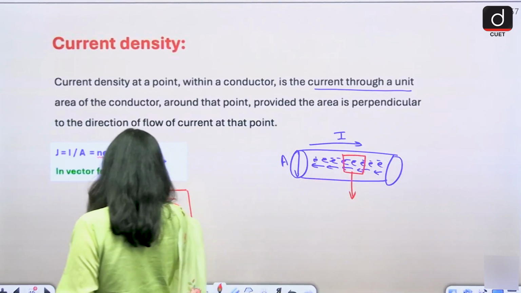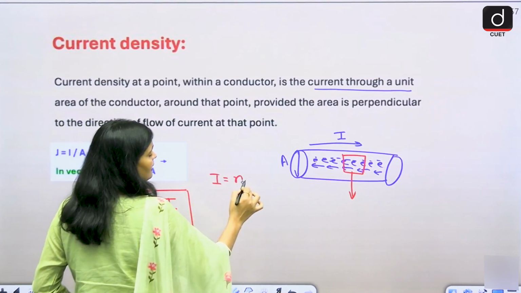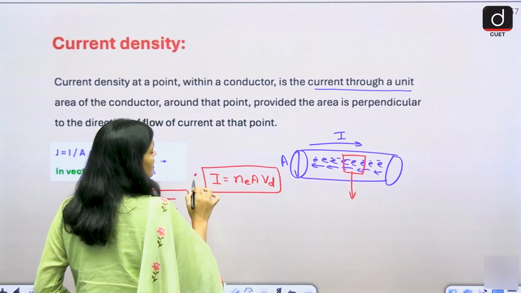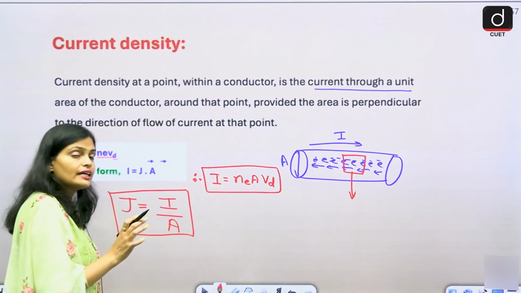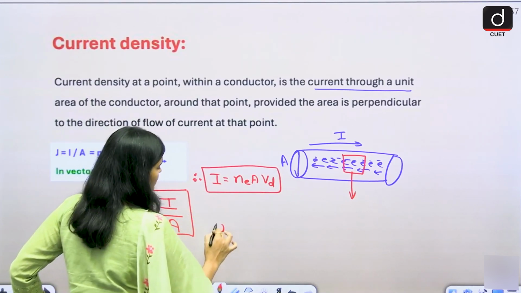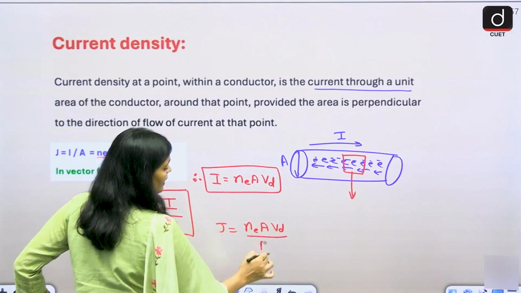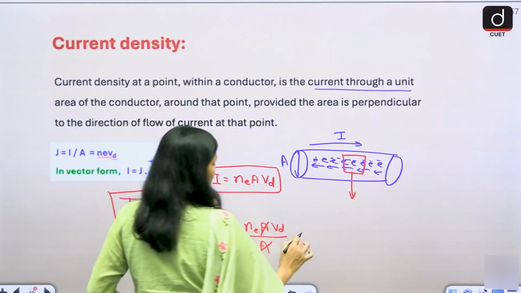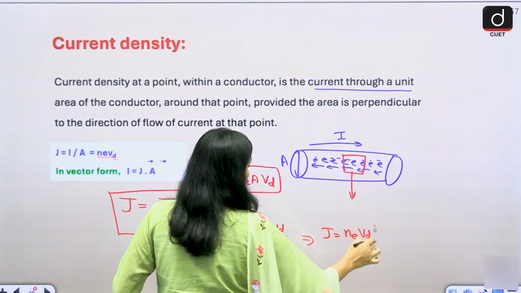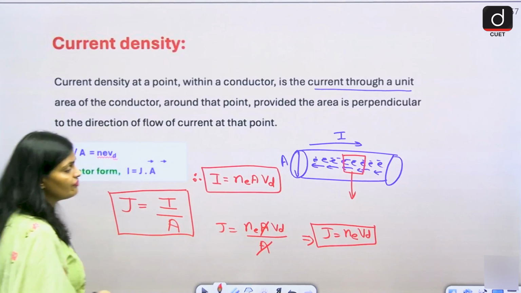Now here, current का formula अभी हमने क्या देखा था, N E A Vd. This is also the relationship between current and drift velocity. So how is current density represented with drift velocity? You can also write down J is equal to N E A Vd by A. Just cut down A. So ultimately what you will get is J is equal to N E Vd.